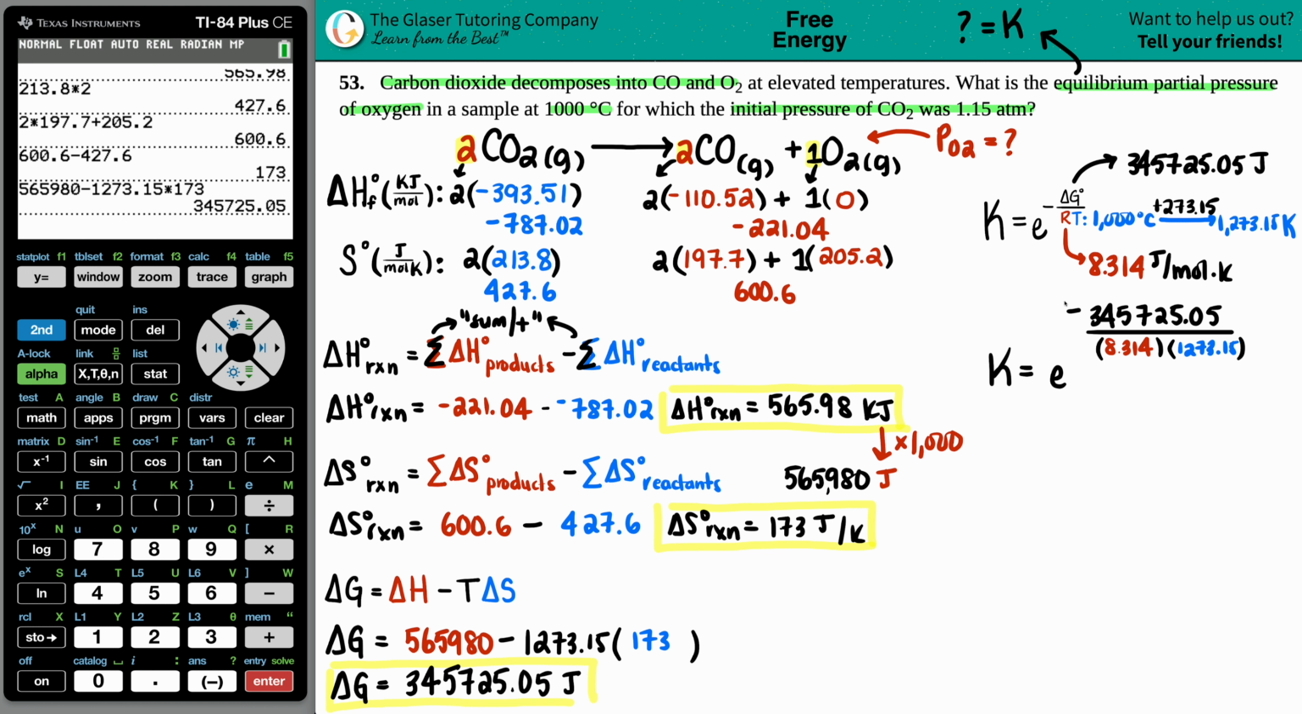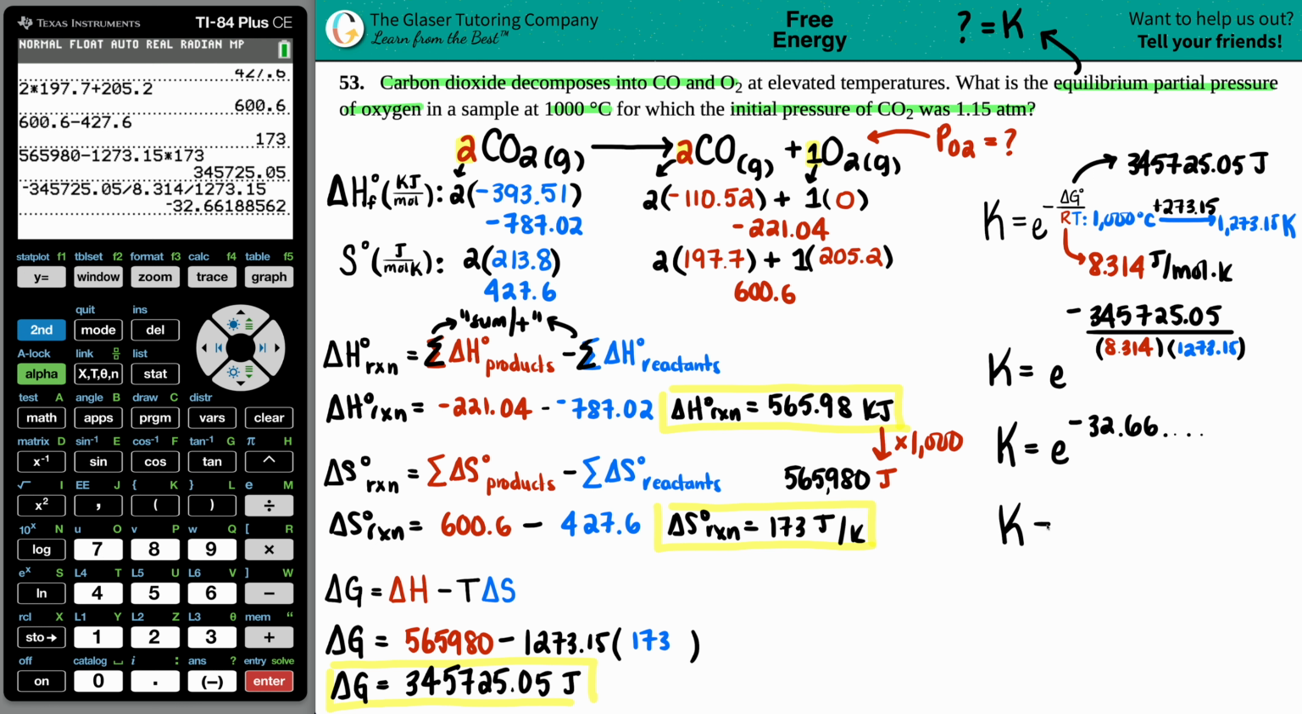So what I would do is I would just get this to being one number. K equals e raised to the negative, grab that whole delta G value, divide by 8.314, then divide again by 1,273.15. Okay, so e raised to the negative 32.66 and more values. I'm not going to round because it's not the final answer, but we're going to finally find the second question mark.